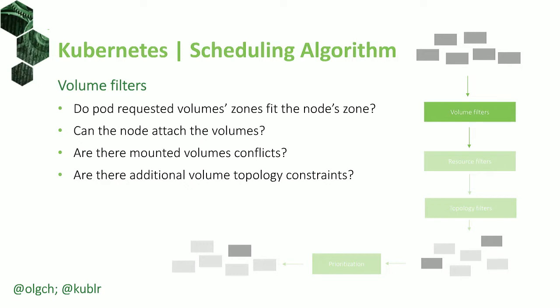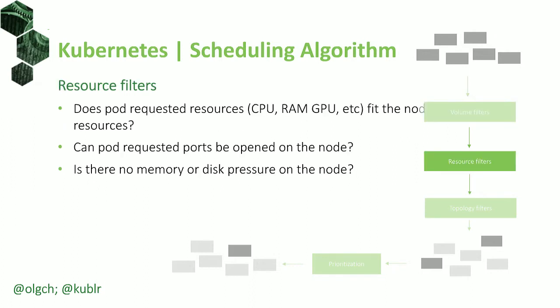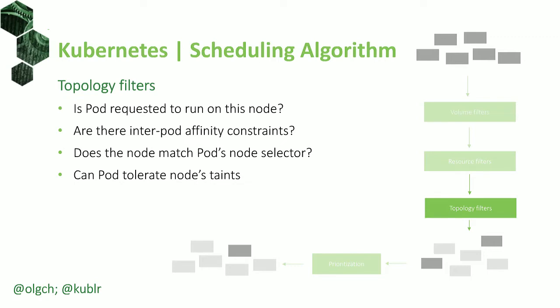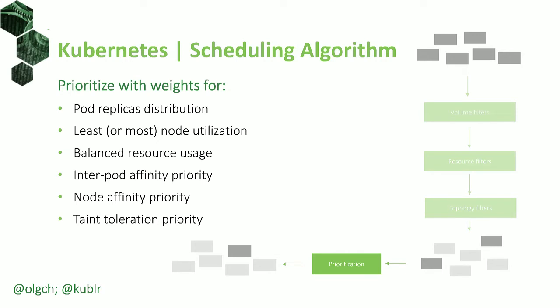Mounted volume conflicts. For example, if two pods request the same volume, and that volume can only be mounted to one node, those pods would have to go to the same node, and some other constraints we'll talk about in more detail a little bit later. Then resource filtering. Those filters relate to resources. So scheduler considers if the node has enough resources to run this pod, and if there is a resource pressure condition on a node. Next set of filters relates to topology. There are a number of constraints that you can specify as a part of pod specification that constrain the set of nodes the pod can run on or have a preference to run on.